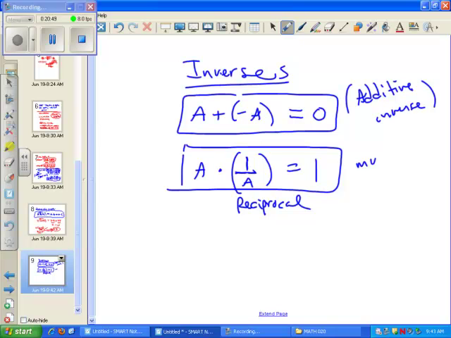And that's your multiplicative inverse. I'm going to abbreviate, it's a long word. So anything times its reciprocal brings you to 1. Anything plus its additive inverse brings you to 0.